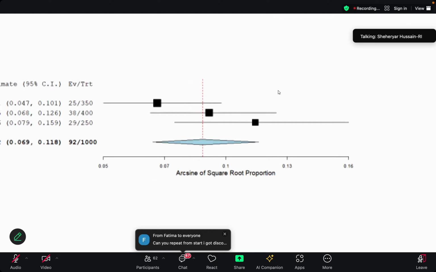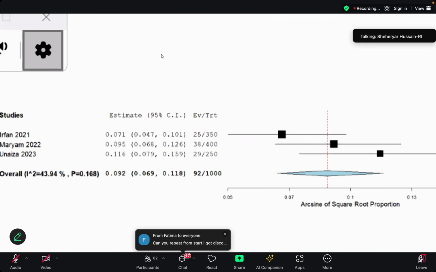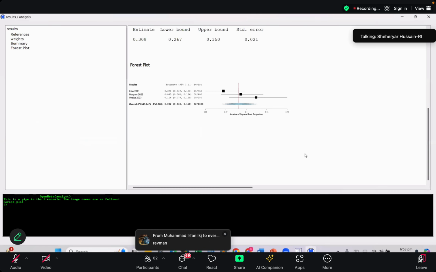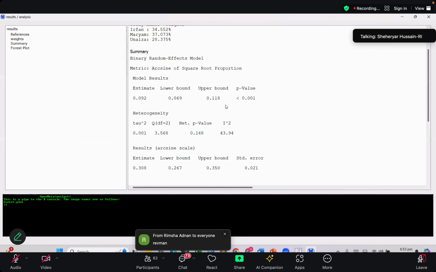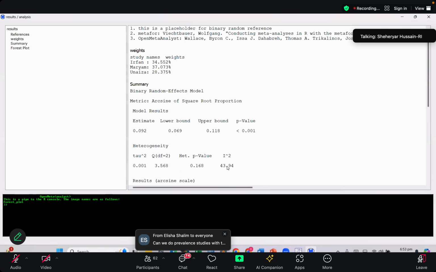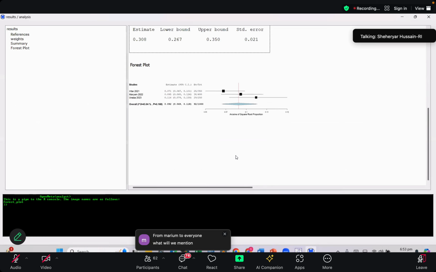Does this forest plot look good, or the Revman one? You guys tell me. Exactly. That's why we use Revman. It's better to interpret. The diamond is better. Everything is better. The heterogeneity looks appropriate. The Revman forest plot is self-explanatory. So heterogeneity here you can get it.